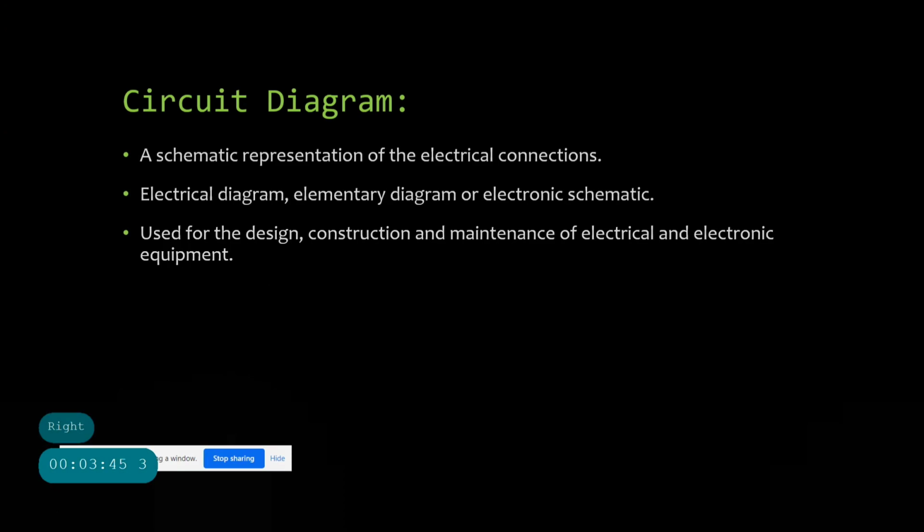A circuit diagram is a schematic representation of the electric connections. A circuit diagram can also be called an electrical diagram, elementary diagram, or electronic schematic. The circuit diagram is used for the design, construction, and maintenance of electrical and electronic equipment.